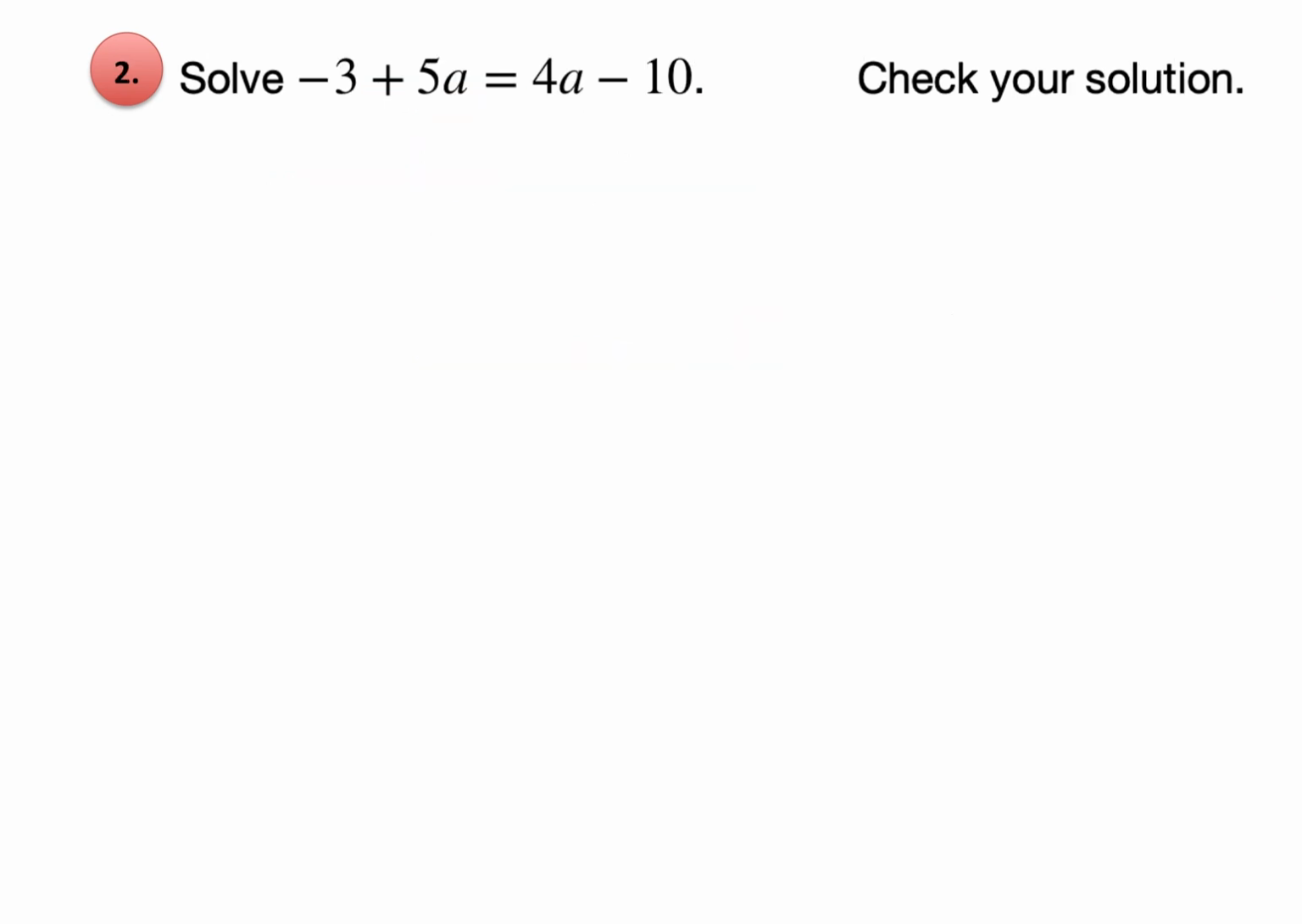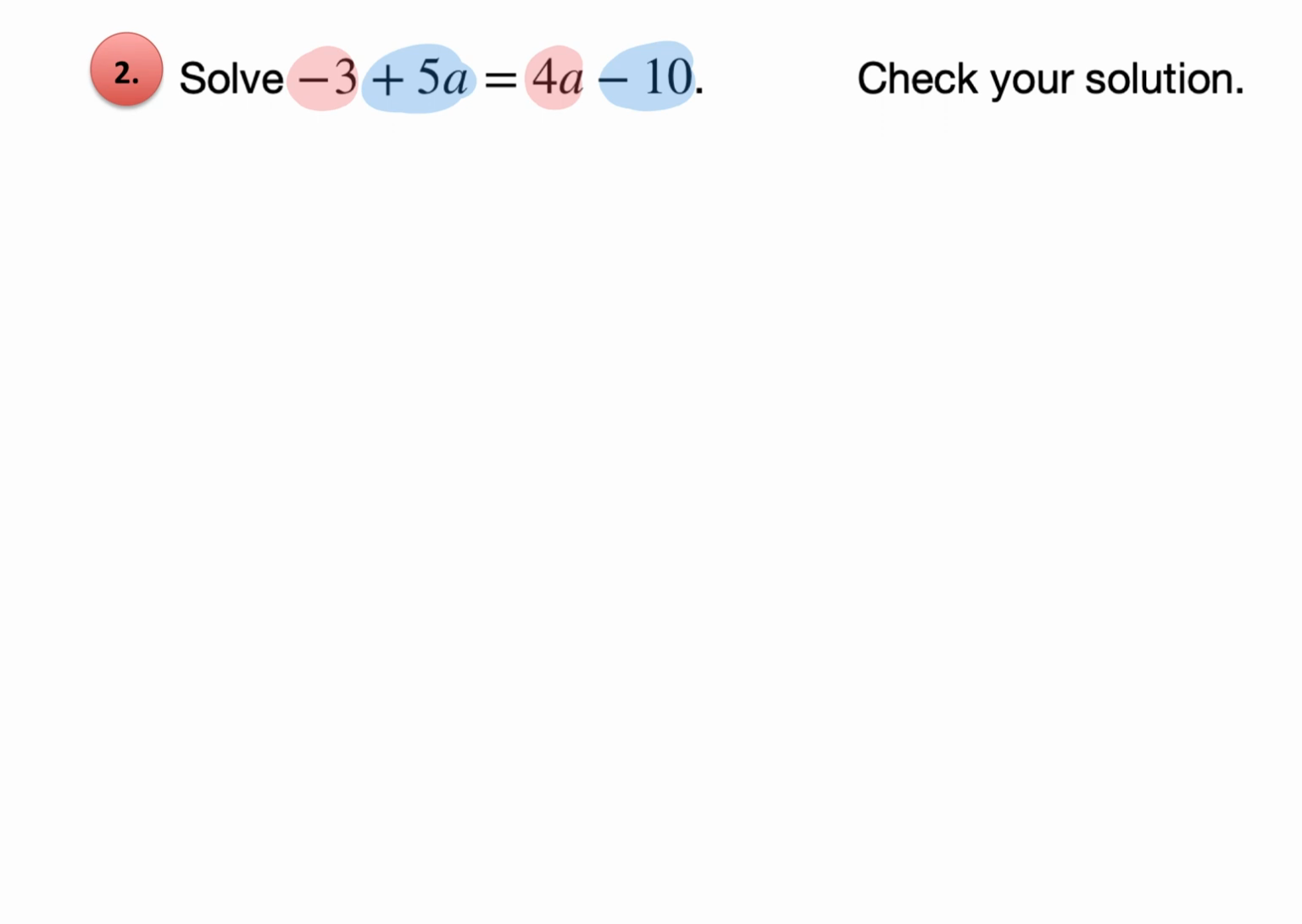So taking a look at this second example, I've got negative 3 plus 5a is equal to 4a take away 10. Now what we're going to do here is a little bit different because this equation has two terms on each side. A term is just anything that's separated by an addition or subtraction sign. So this is one term here, negative 3, and positive 5a is another term. And then on this side I've got 4a, that's a term, and I've got negative 10, which is another term. So do you see, on both sides of this equation, we have two terms.